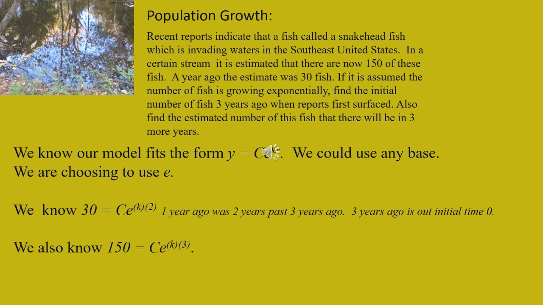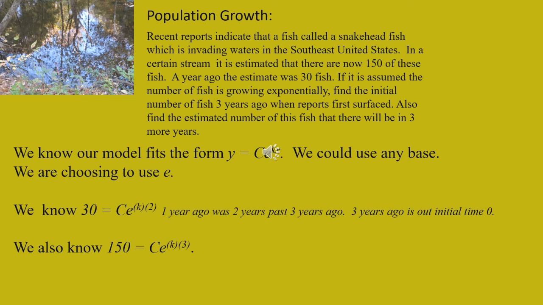So the initial amount of fish is, again, these are averages, so that's why you're getting a 1.2. So the initial amount of fish 3 years ago was only 1 fish. There was probably a second fish consumed. So anyway, that's our estimate for the initial amount of fish from 3 years ago.